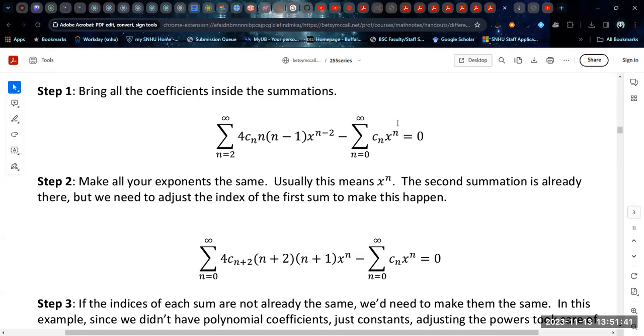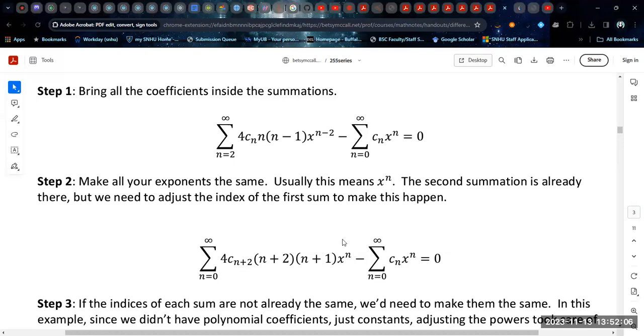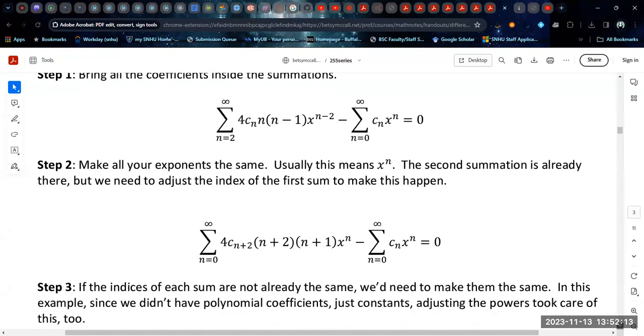So the second summation is already in that form, but I need to change the index, as we saw earlier, to make this x to the n again. By taking this down to 0, I can make this x to the n. And so that's what I've done here. I've reset my index to 0, and everywhere I had an n, this becomes n plus 2; n minus 1 becomes n plus 1, and x to the n minus 2 becomes x to the n. So now I have my x to the n's in the same place.